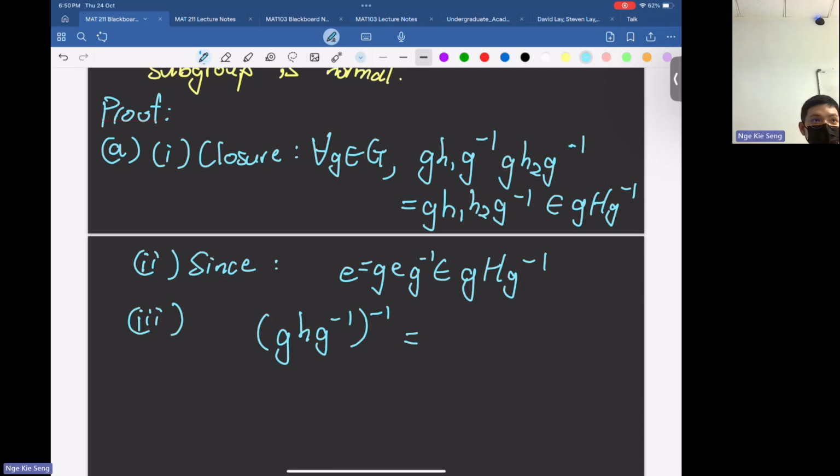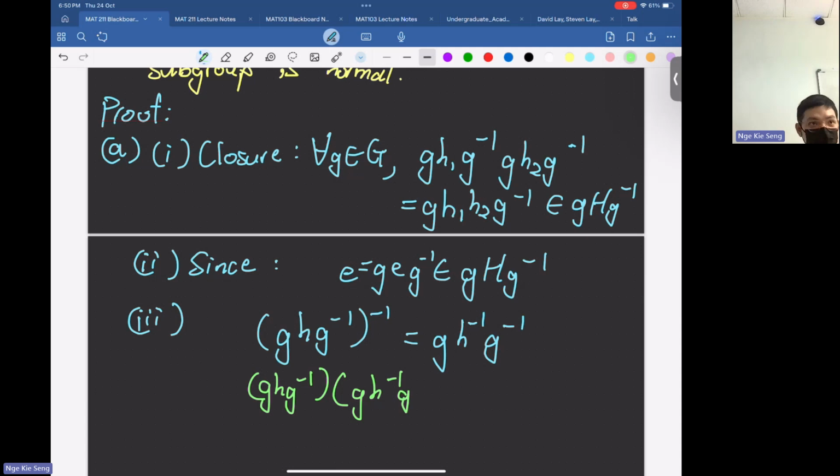So inverted, right? Invert and then taking inverse. So what do you get? Again, G inverse, H inverse, G. How to check this? You need to check, right? Definition of inverse is what? Left multiply, right multiply, you get identity. So you quickly check: you left multiply, right multiply, you get identity. I hope you do.